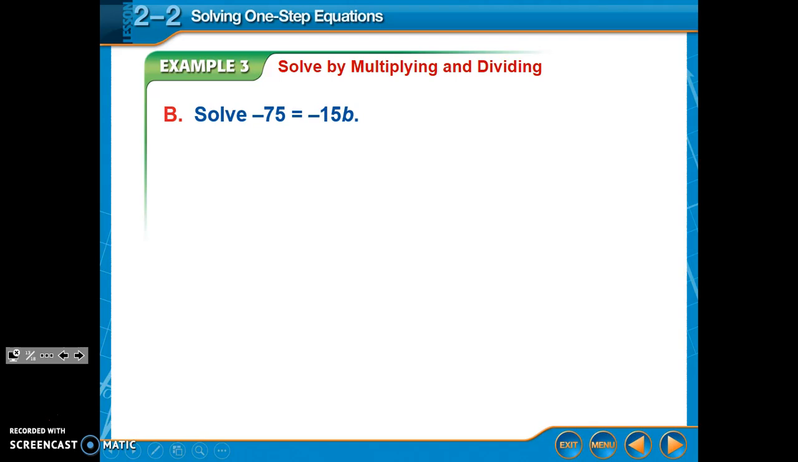For part B, here again I have multiplication times this b. So if I want to get b by itself, the opposite of multiplying by a negative 15, I want to get rid of it. I can divide both sides of the equation by negative 15. So remember, I have to do both sides in order to keep it equal. So negative 15 over negative 15, they cancel and I get b. And over here, negative 75 divided by negative 15 is 5. So b equals 5 is your answer for 3b.